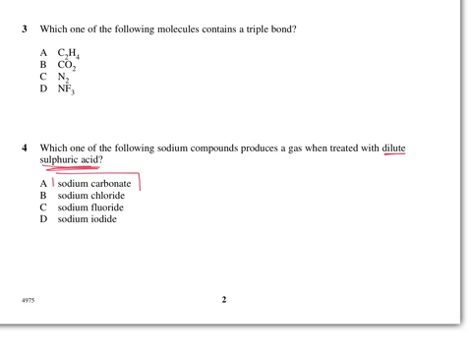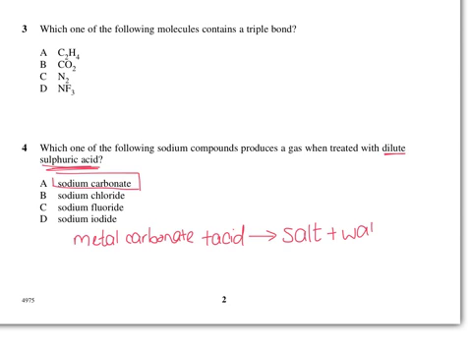Well, let's look at sodium carbonate. What is sodium carbonate? Well, it's a metal carbonate. When we react a metal carbonate with acid, what do we get? We're back to our general equations here. Salt plus water plus carbon dioxide, which is obviously a gas. And so your answer is A.